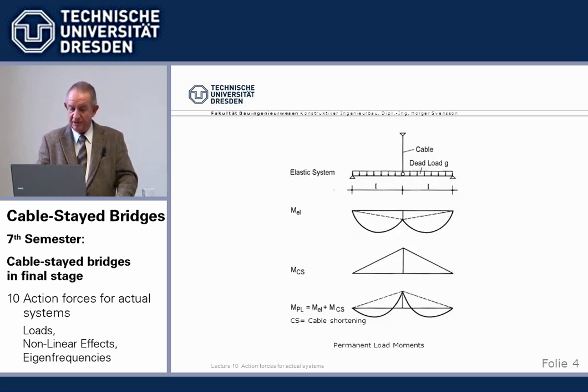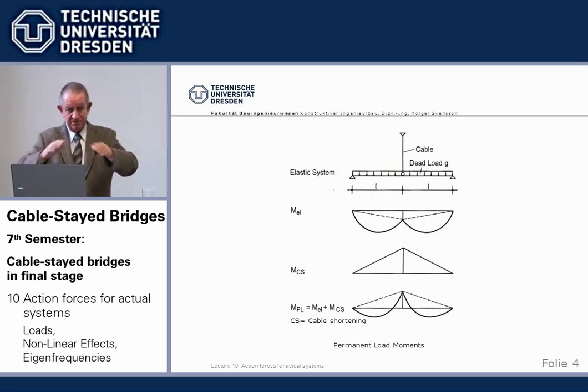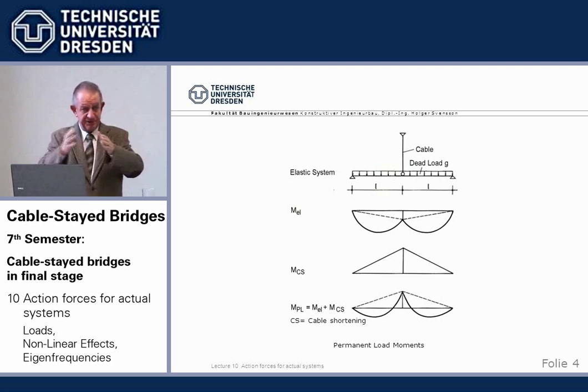Okay, permanent loads. I've shown you the cutout beam and said rigid supports so that it doesn't run away. Now, how do we achieve these rigid supports for a true cable stayed bridge? Because the cable stayed bridge is supported by elastic cables. Well, the secret is: the permanent loading for a cable stayed bridge consists of two parts.